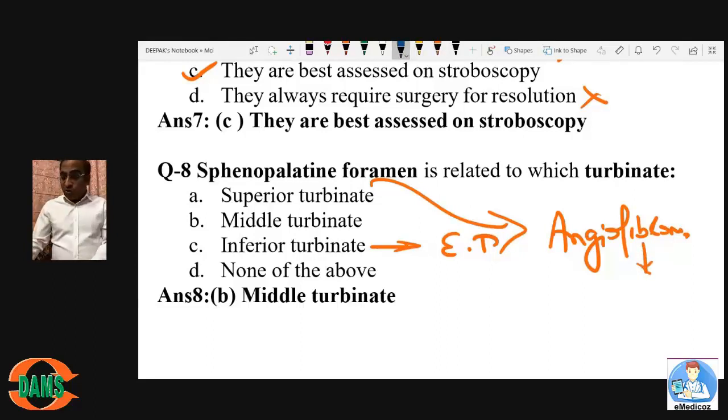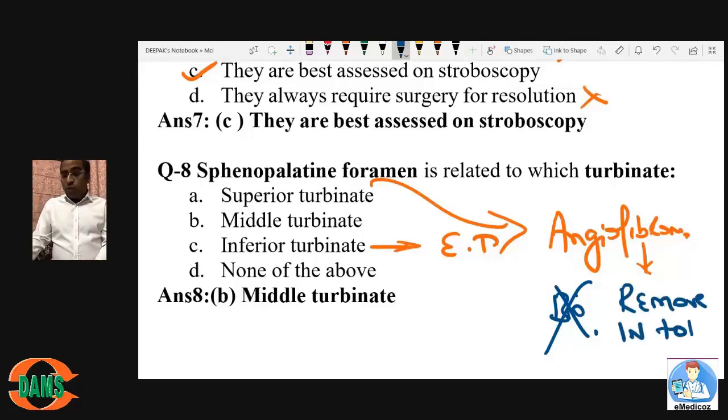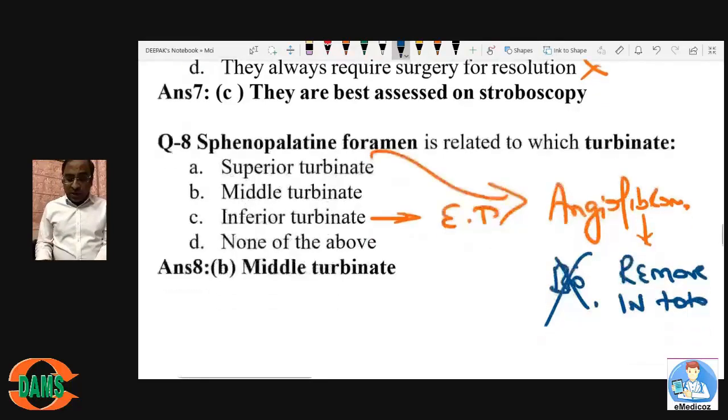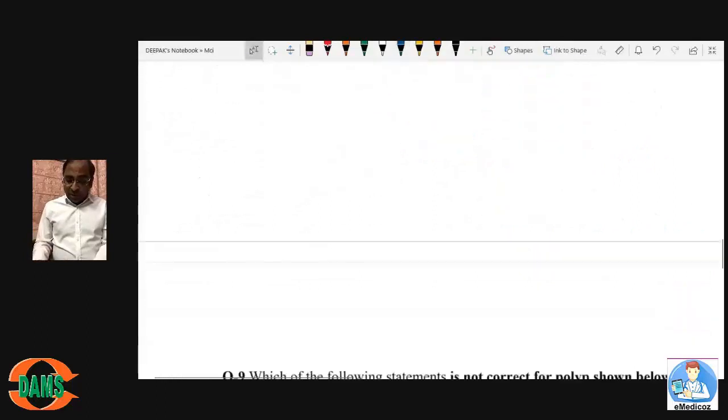I just want one point should be on your tips. No biopsy. We never ever do biopsy of this patient. We never do biopsy of the angiofibroma. Always remember, never remove the tumor in pieces. We remove the tumor in toto. Just remember this one. What do you mean by in toto? Completely. So no biopsy will be there, no removing in pieces. We have to remove the tumor completely. Sphenopalatine foramen. Is that clear? Coming on to the next one.